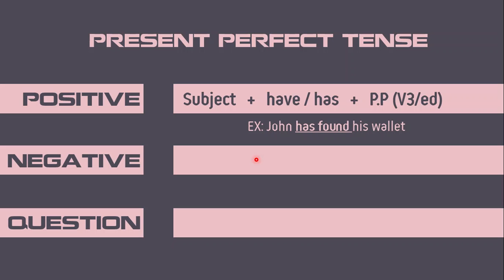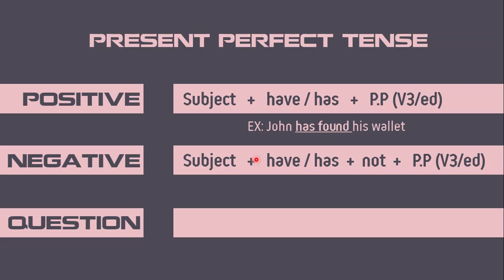And the structure of negative form is subject plus have or has plus not. We must have the word not here because not expresses the negative meaning. And also the past participle. The example, Tim has not done his homework.